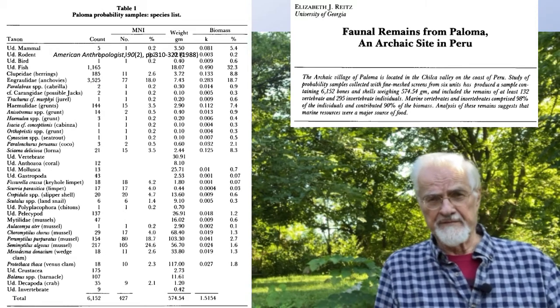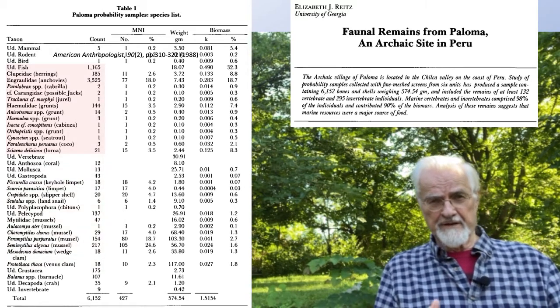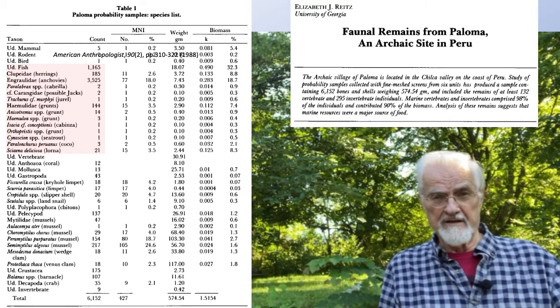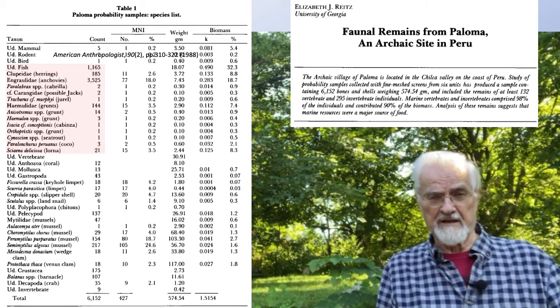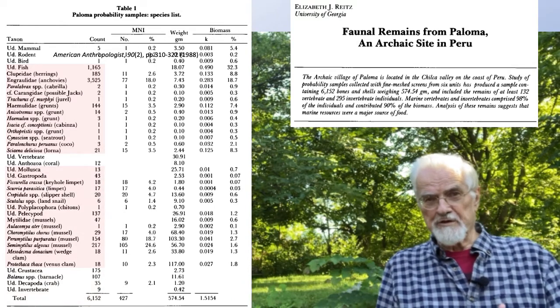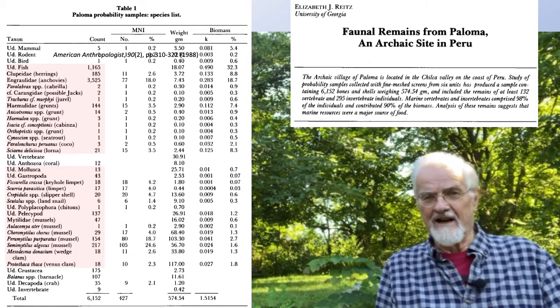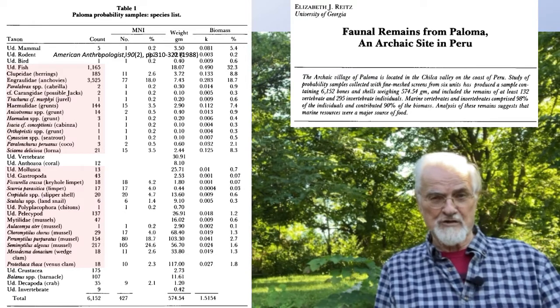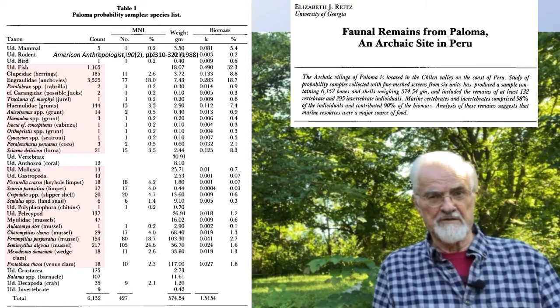Here are the results. And if you look down the list of things that they found in those middens, what you find is, first of all, a huge amount of fish. Second of all, a huge amount of mollusks that come from the ocean, of course. What you don't find, you find hardly any vertebrates, and some of those vertebrates, if they're unidentified, might just as well be fish.